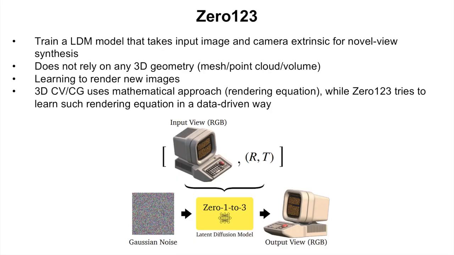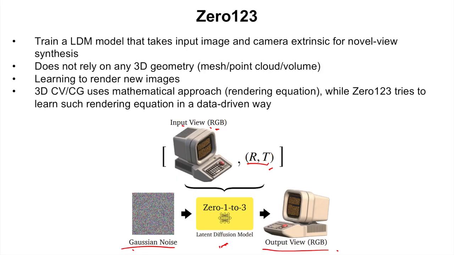So here it shows the pipeline. It has the input view image, RGB, and then the camera extrinsic R, T. We learned camera extrinsics, right? Rotation and translation of the camera. We pass this to the latent diffusion model with Gaussian noise, and then it outputs the corresponding image of the novel view. That is very interesting, right?